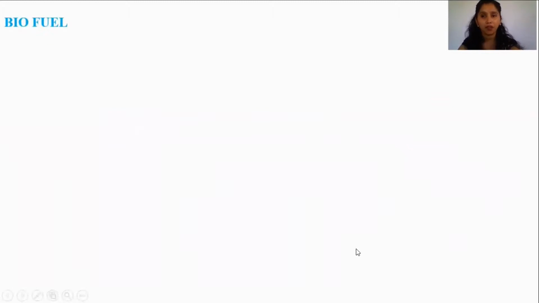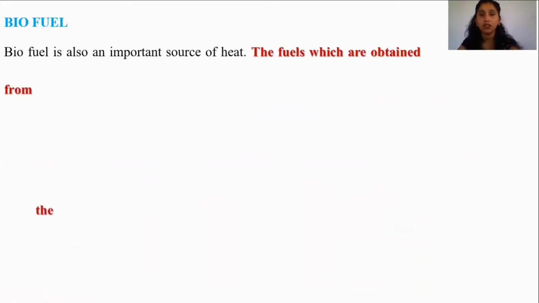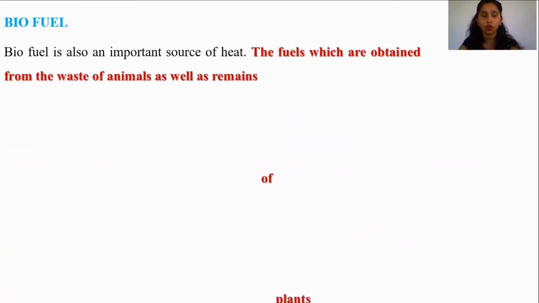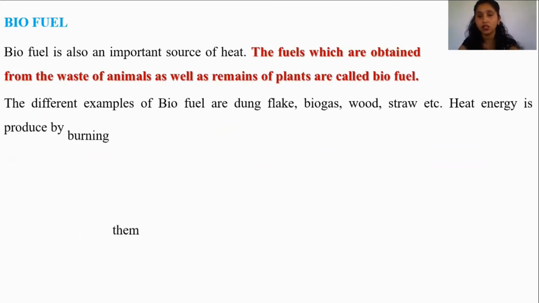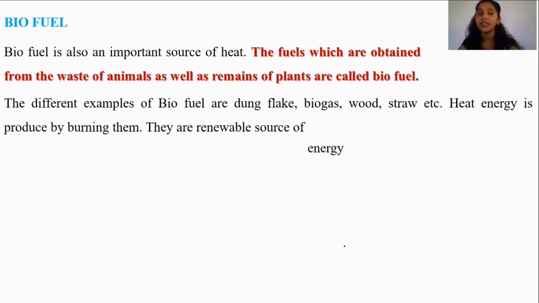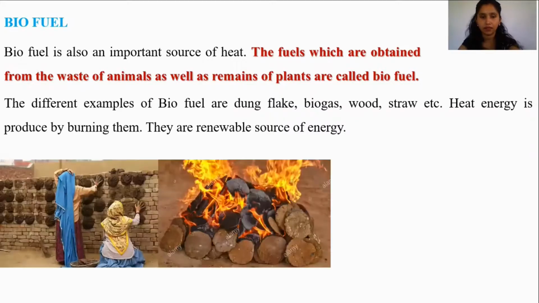And next is biofuel. Biofuel is also another important source of heat energy. The fuels which are obtained from the waste of animals as well as remains of plants are called biofuel. Examples of biofuel are dung flake, biogas, wood, straw, etc. Heat energy is produced by burning them. They are a renewable source of energy.